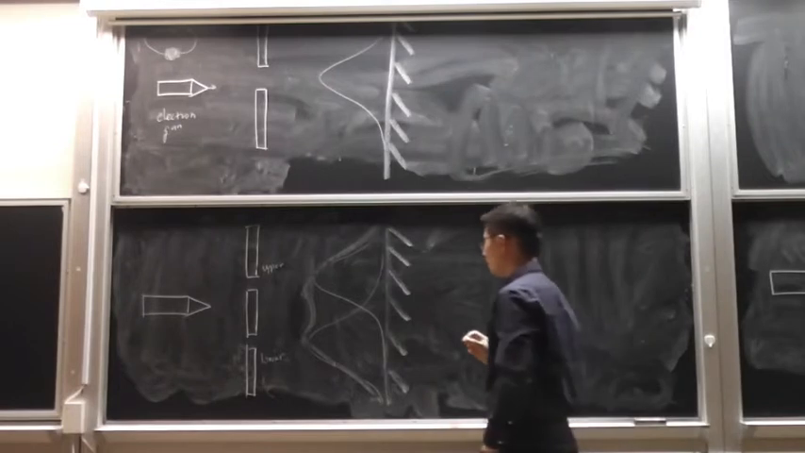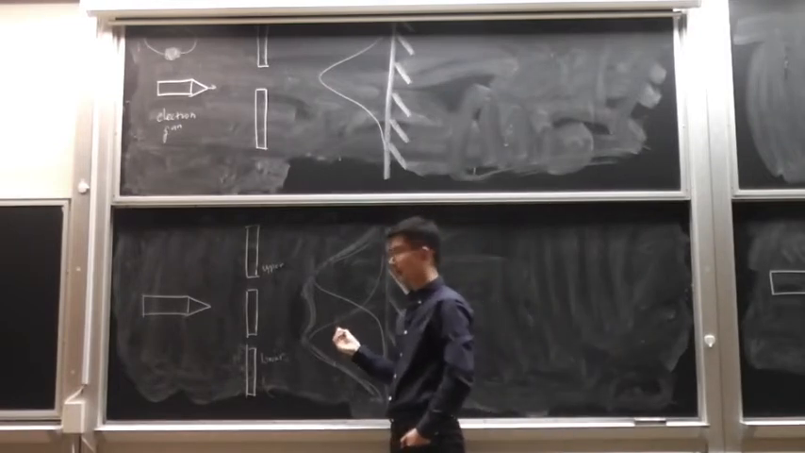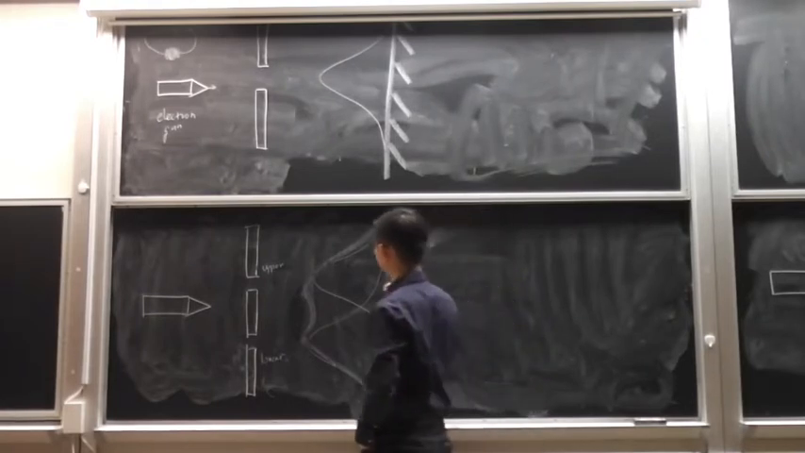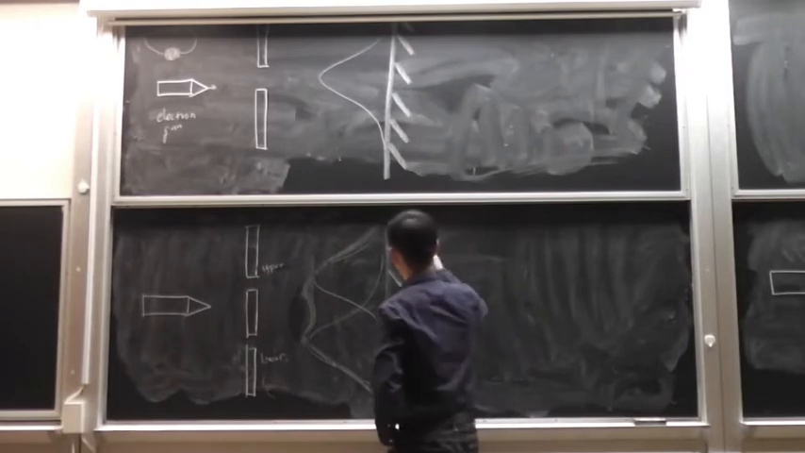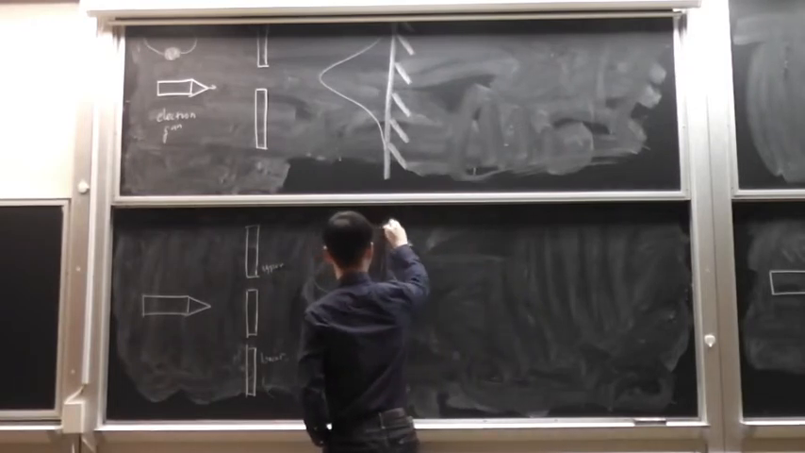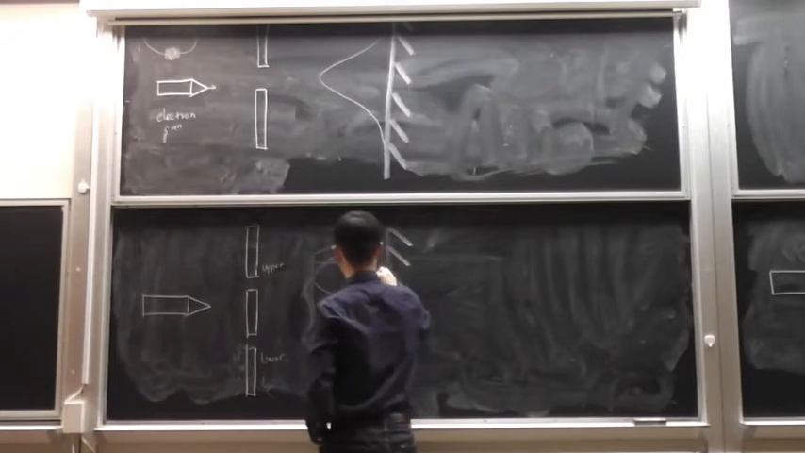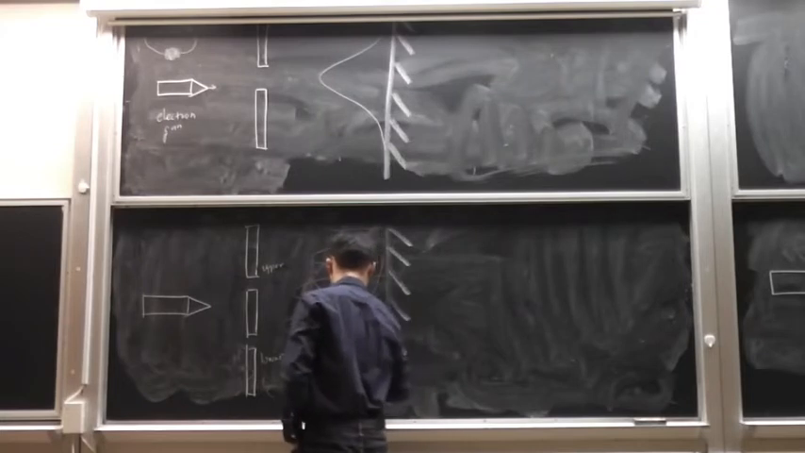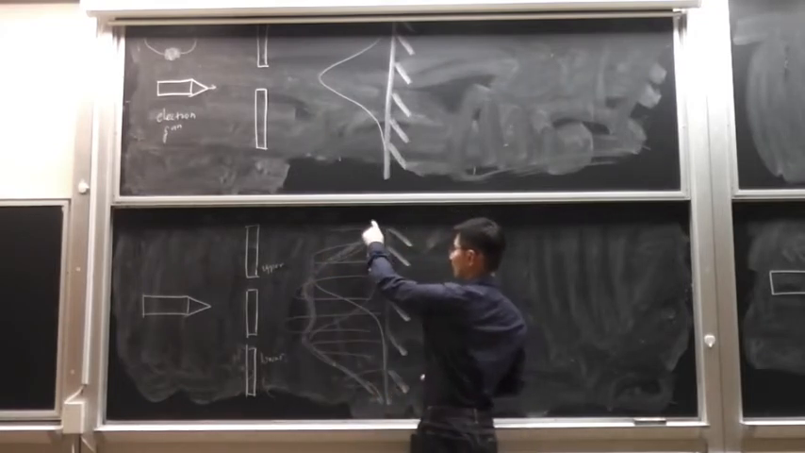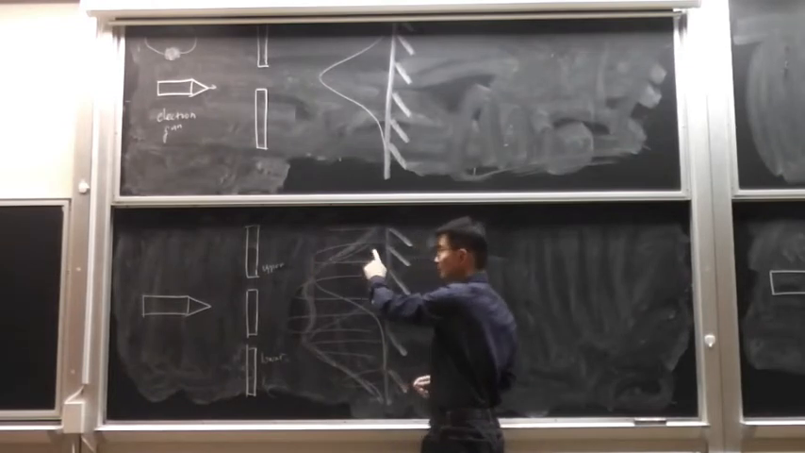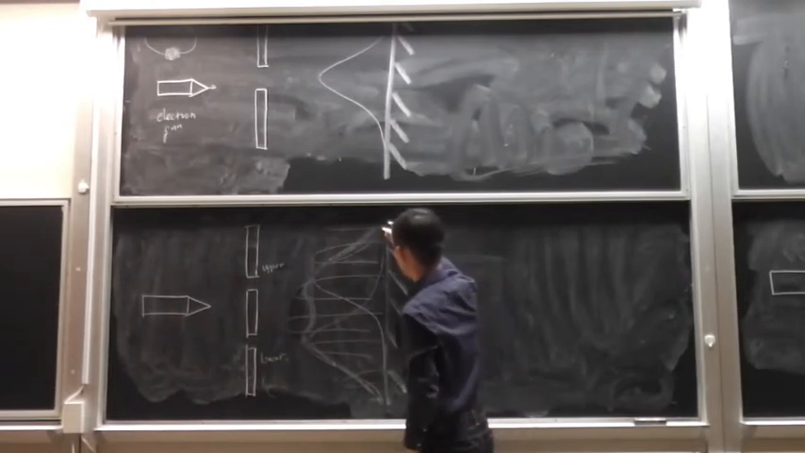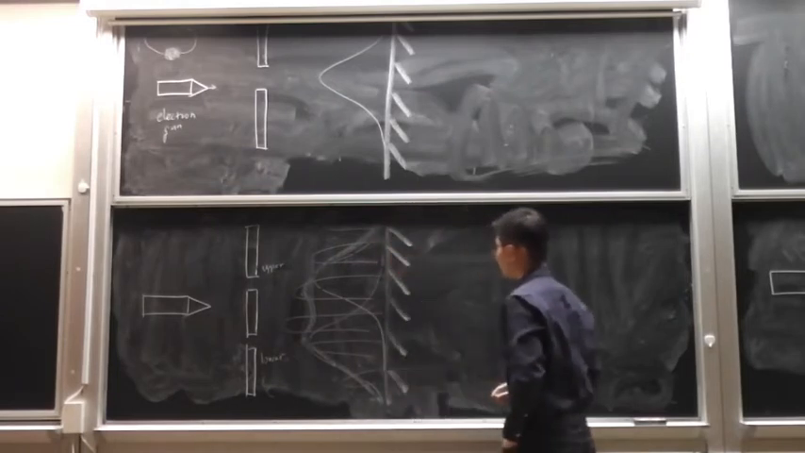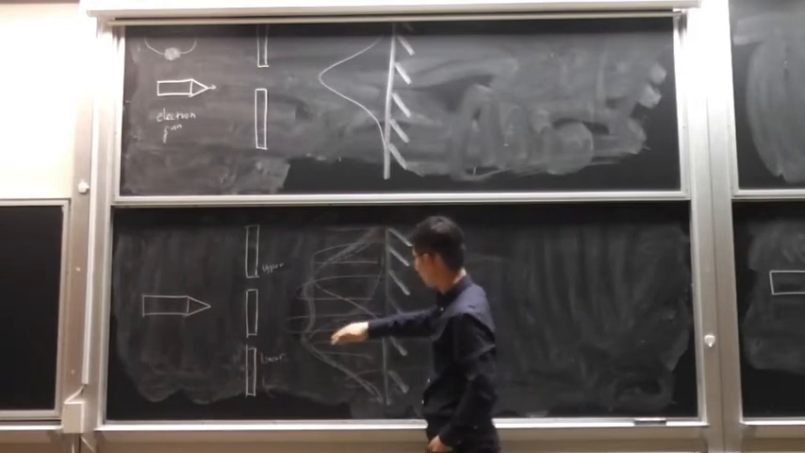Okay. But that's not what actually happens in the lab or in this thought experiment. What actually happens when you do the experiment is something like this. You have a discrete pattern, where some parts have many, many particles hitting the screen, and some other parts get almost no electrons hitting the screen. So instead of a continuous distribution, you have a discrete distribution.